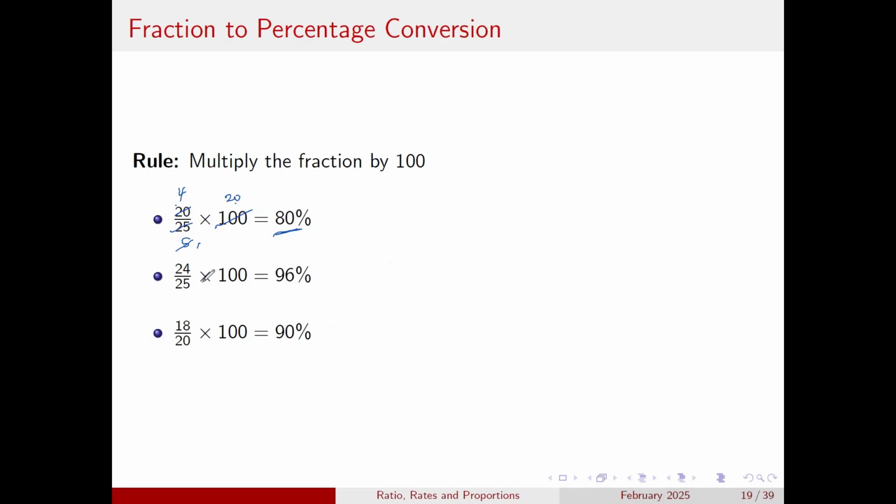So in the second one, for example, we have 24 out of 25 times 100. 25 cancels here 1, cancels through 100 4 times. And 24 times 4 is 96. So I have 96%. Then finally, here I have 20 goes in here 1, goes in here 5 times. And then I can check 18 times 5 being equal to 90%.